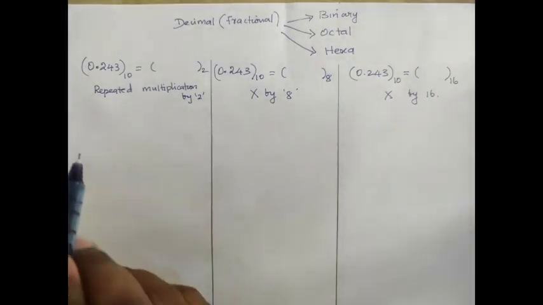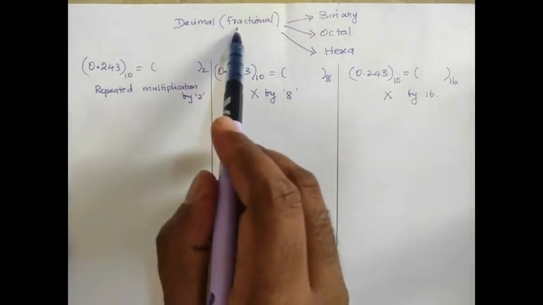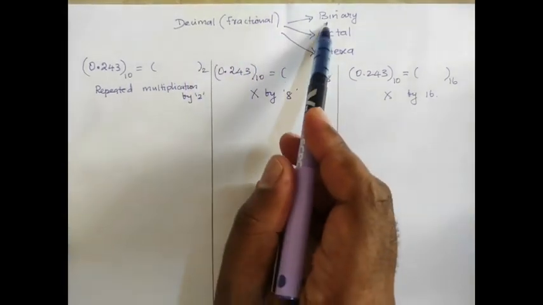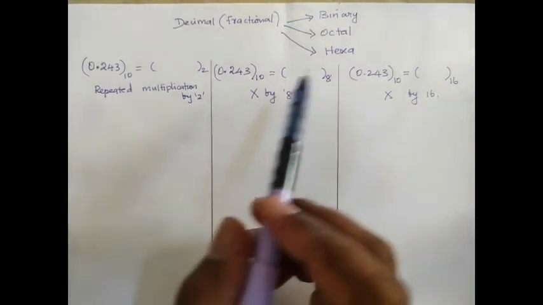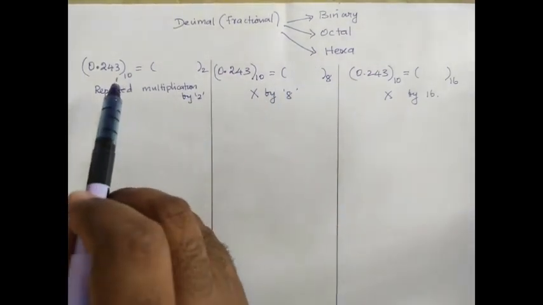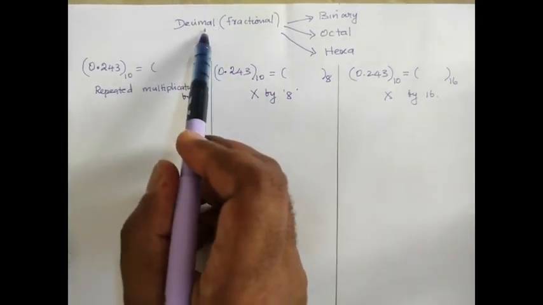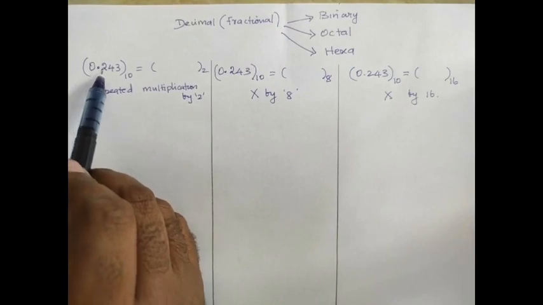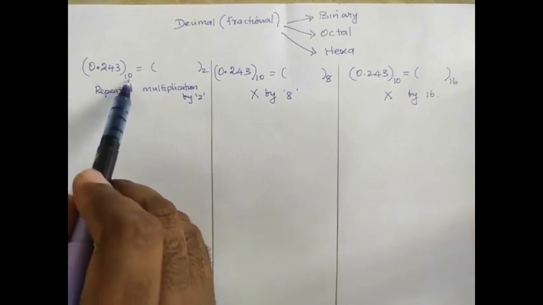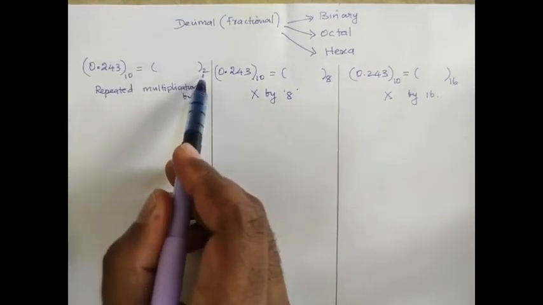Dear students, in this video I am going to show you how you can convert a fractional decimal number to binary, octal and hexa. Let's see with an example. First, I am going to convert a fractional decimal number to a binary number. The example I have taken is the decimal number 0.243, a base 10 number, and I am going to convert it to a binary number.